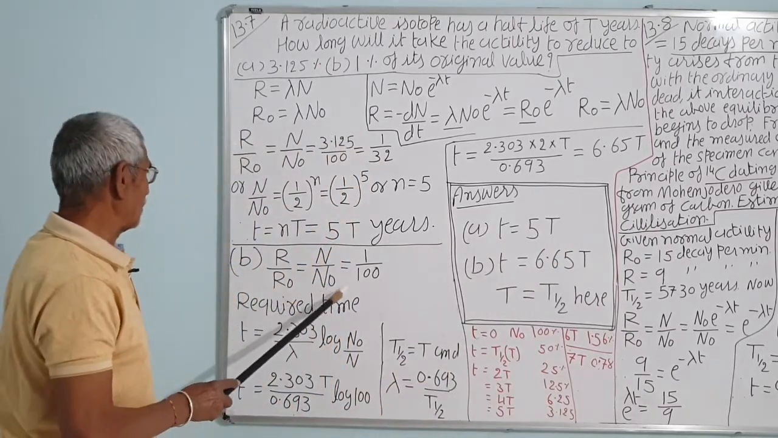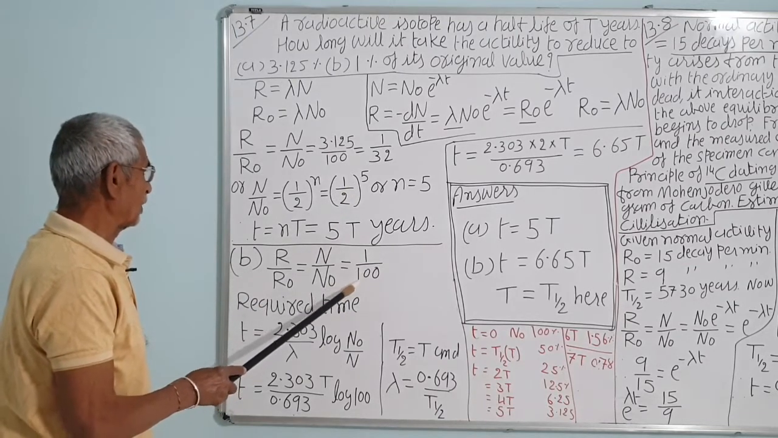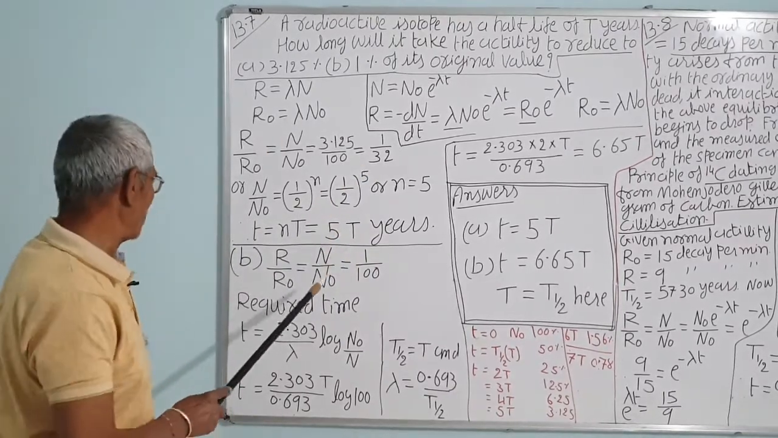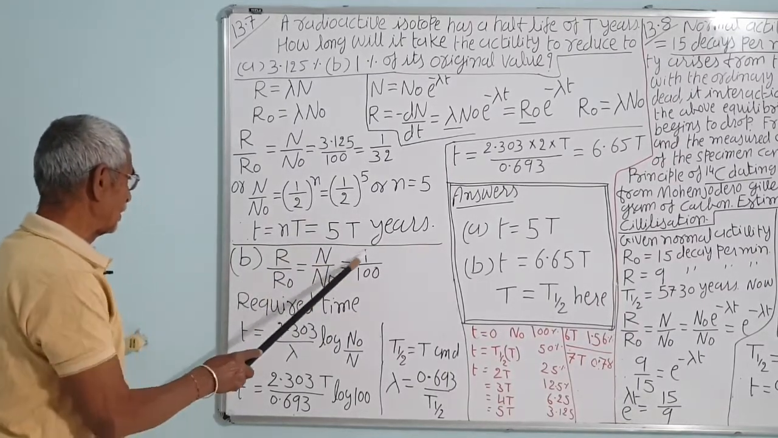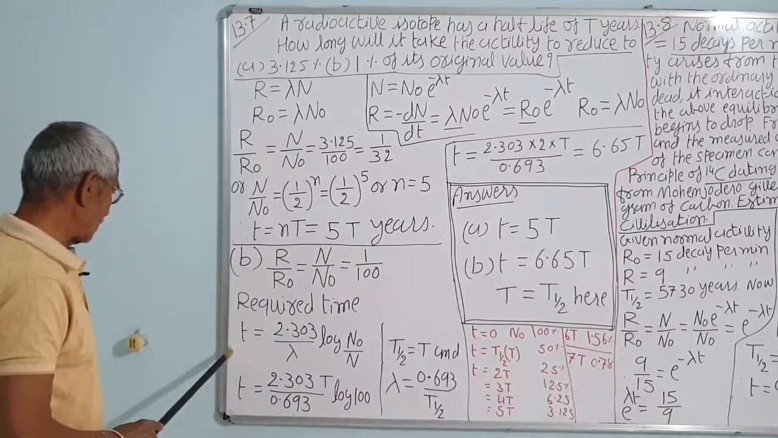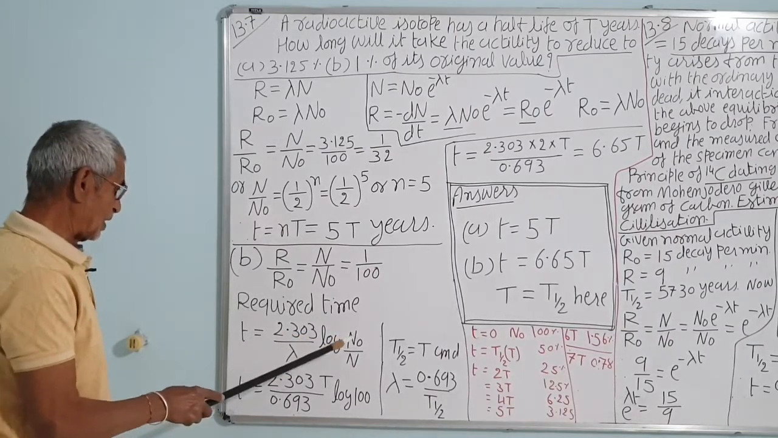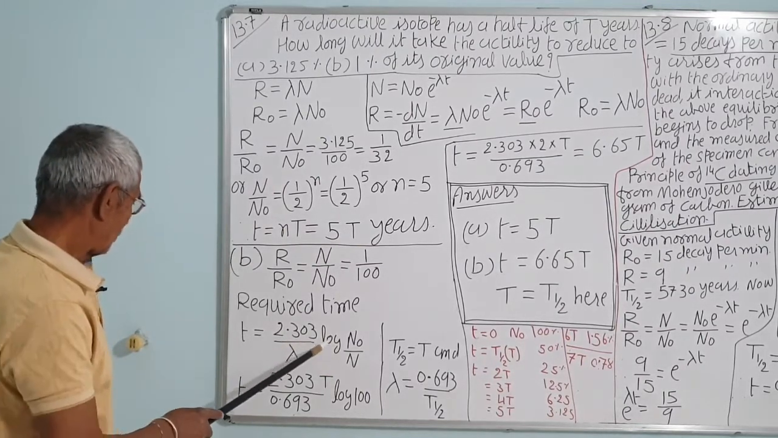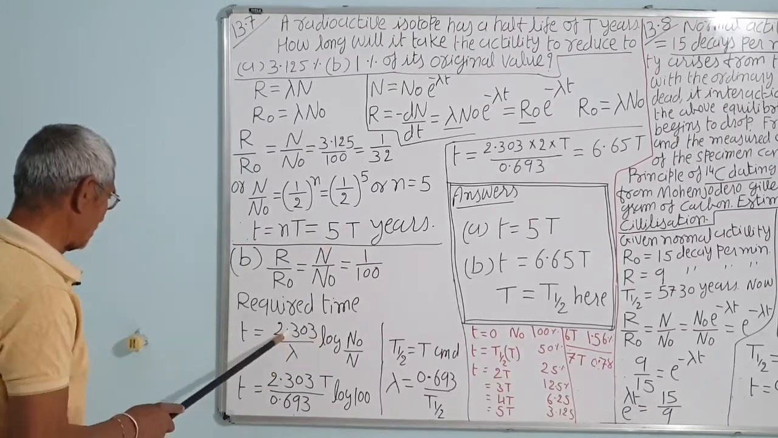Here it is not a multiple power of 1 upon 2, because it is 1 upon 2, that is 32, then 64, then 128 it will be. So we can't use that one. So we will use another method. R upon R0 is equal to N upon N0, that is 1 upon 100. But next, required time T is equal to 2.303 upon lambda into log N0 upon N. We will change the base from e to 10, so we have to multiply by this.